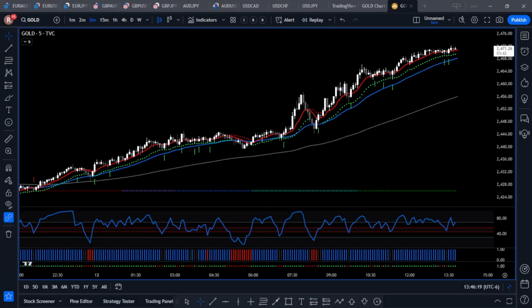We're taking a look at gold. We're going to take a look at a currency pair as well. But in this video, what I want to show you is how the price moves from this red moving average. Now, this red moving average is an 8 EMA.